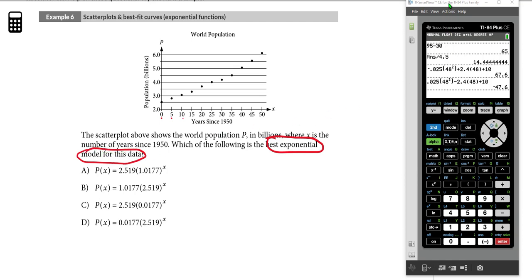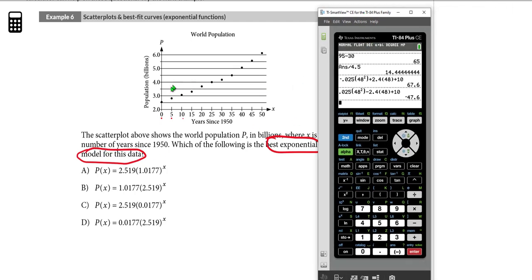So again, I do want to remind you, we could just go in our calculator and graph these answer choices to see which answer choice yields a curve that looks like we have here. In fact, I'm going to do that for answer choice A so that you can see how we would adjust our window on a question like this.